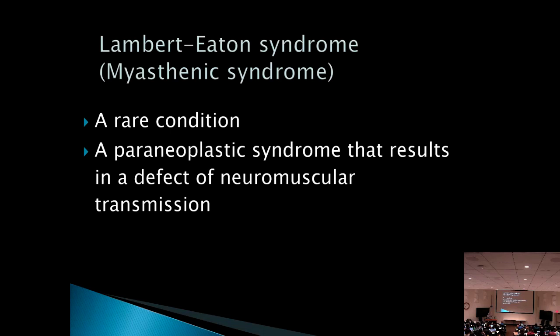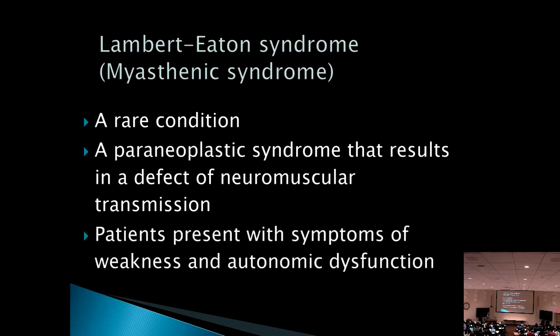Paraneoplastic means not the direct mass effect of the cancer, but an indirect, autoimmune effect of the cancer. So there's antigenic similarity between small cell lung cancer and the voltage-gated calcium channels. A really interesting thing is that Lambert-Eaton syndrome usually develops before the patient is known to have lung cancer. So this is usually our trigger: better look for lung cancer in this patient.